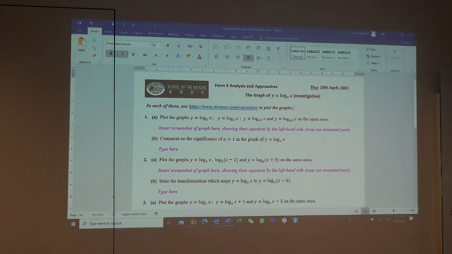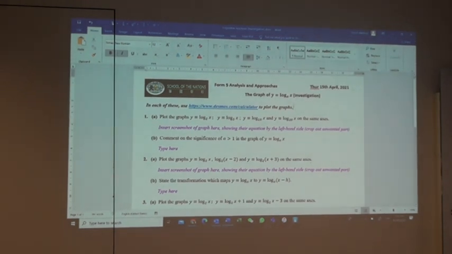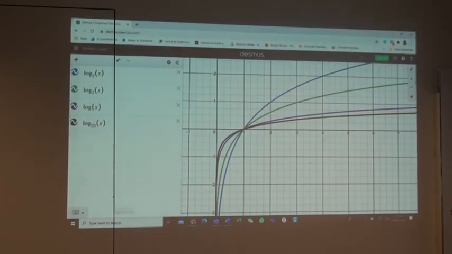So let's see. Comment on the significance of a. What happens when that base changes? You used 10 for the third one. Speak louder, please. Log base 10 is just log. We did that in the definition in topic 1. If the base is not indicated, it is base 10. But thanks for noticing that.